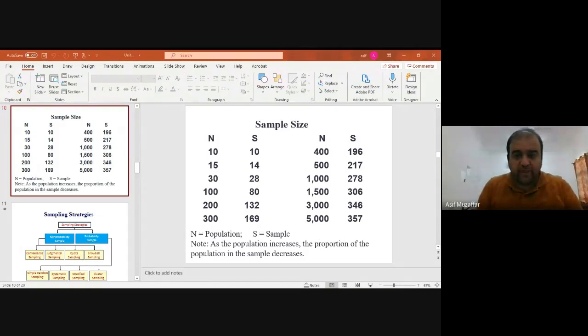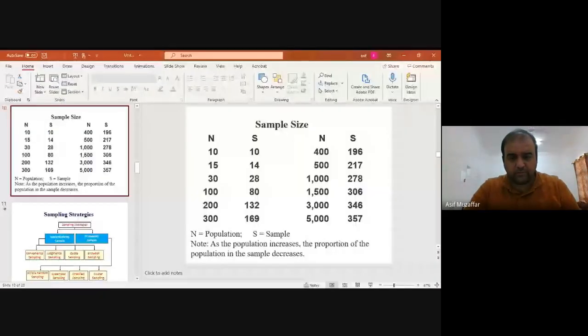Then I have to make a sample of how much? Yes, you can see the slide. 217. Yes, good. So in 217, you can have a demographic question like how many of them are doctors, nurses, technicians, other staff.